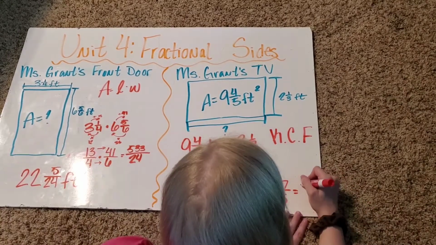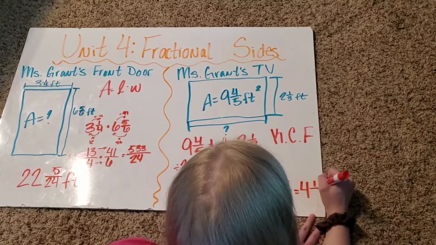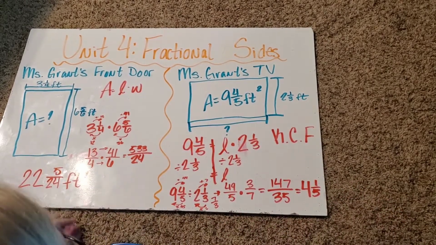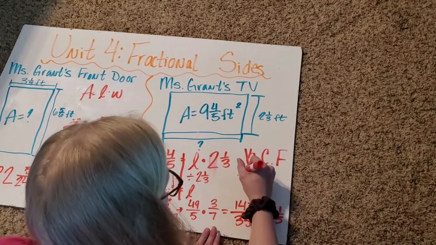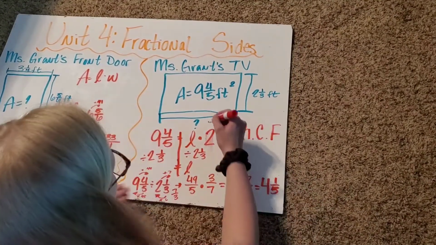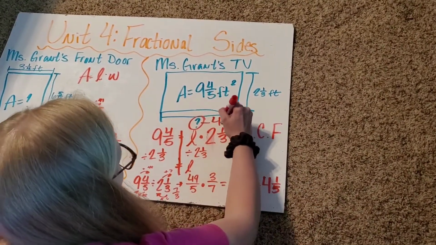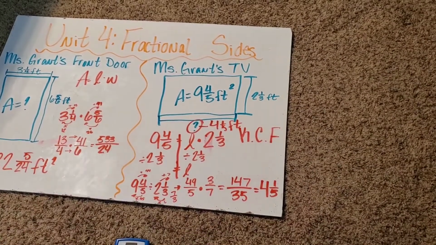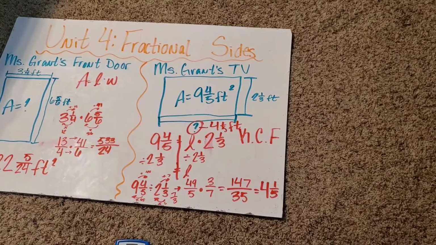So I'd get the fraction 4 1/5. So we have to remember our label. This would actually be 4 1/5 feet.